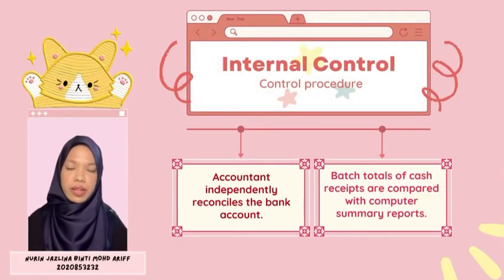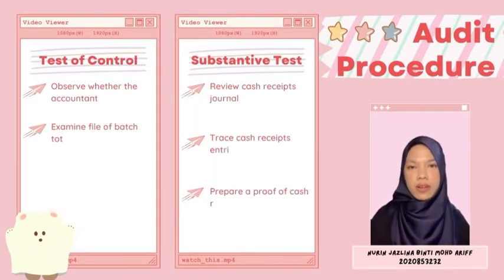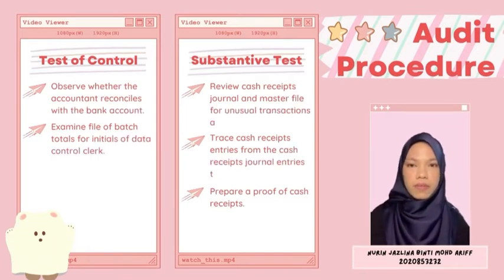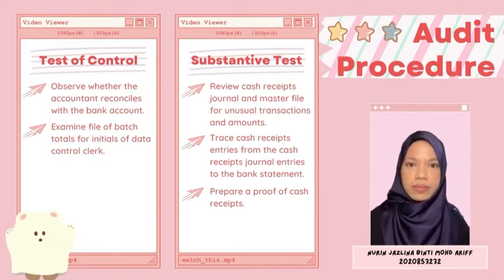There are two keys of internal control in the occurrence objective. The control procedures are accountant independently reconciles the bank account and batch totals of cash receipts are compared with computer summary reports. For the audit procedure, the auditor may perform two tests, which are tests of control or substantive tests. Under test of control, auditor may observe whether the accountant reconciles with the bank account and examine files of batch totals for initials of data control clerk. While for the substantive test, the auditor may review cash receipt journal and master file for unusual transactions and amount.